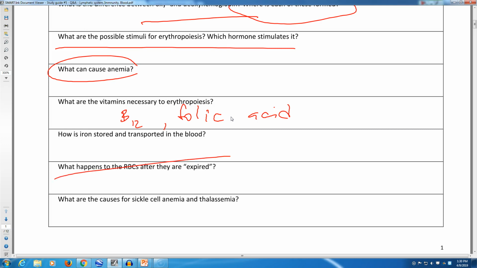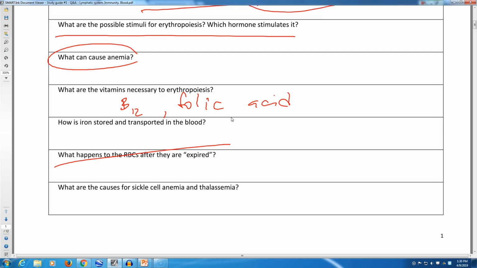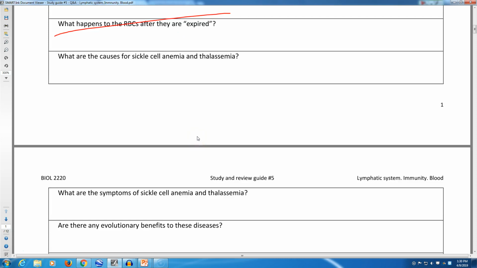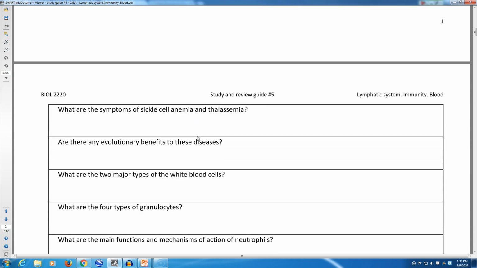Sickle cell anemia, thalassemia. What you need to know about these 2 diseases? It's a mutation that leads to altered red blood cell structure, and it provides a fitness advantage. Protects against malaria. Remember we talked about it? Symptoms: hemolysis, hypoxia, vascular damage, kidney failure, splenomegaly.